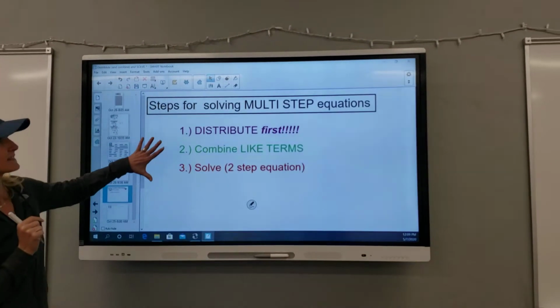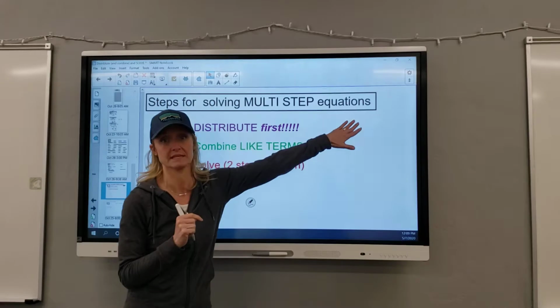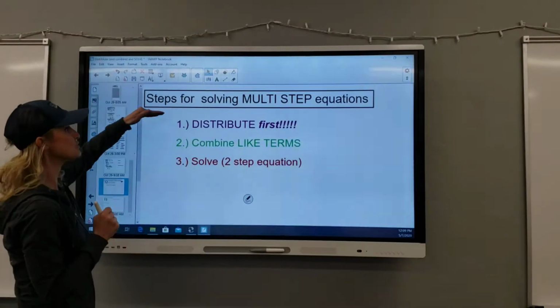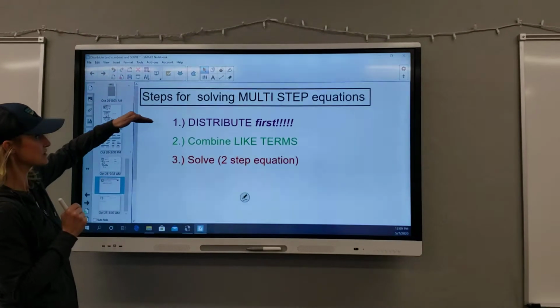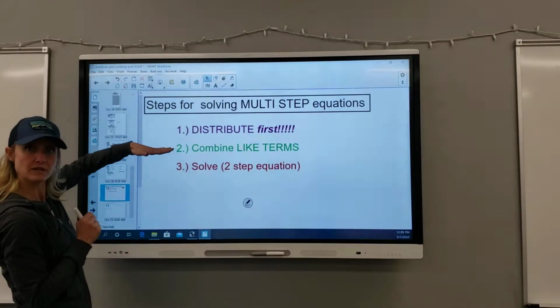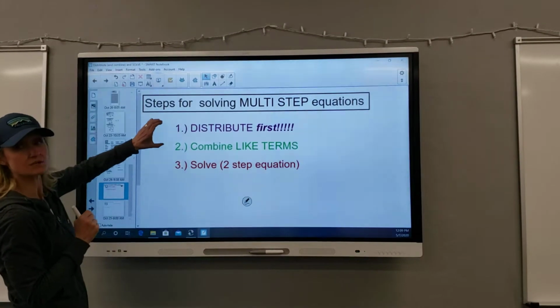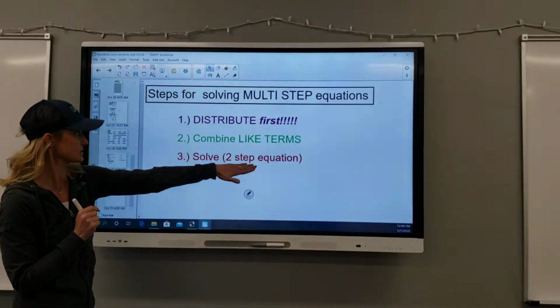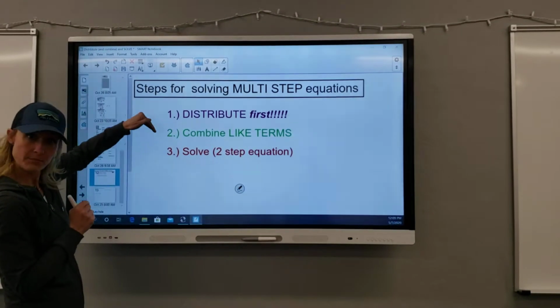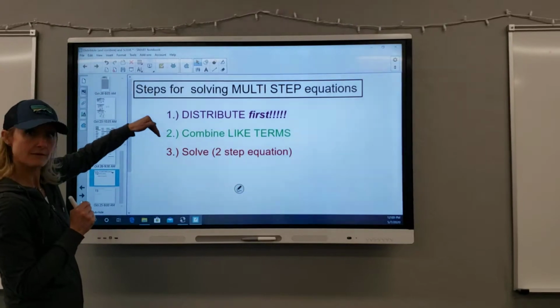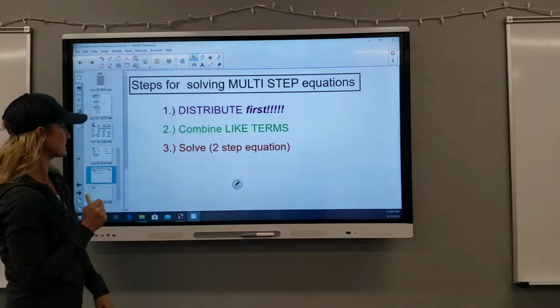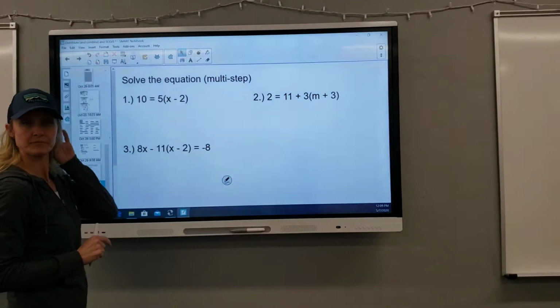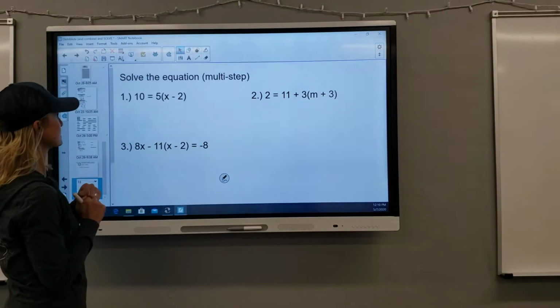We are going to do this, and then we're going to actually do equations with these problems. So when you do this, you always have to distribute first. These are your steps. Then you're going to combine your like terms. Once you've done these two things, you're going to end up with a two-step equation, and you're going to go ahead and solve that two-step equation. So distribute first, combine your like terms second, and then solve your two-step equation. And we won't have any that are more than just a two-step equation at that point.